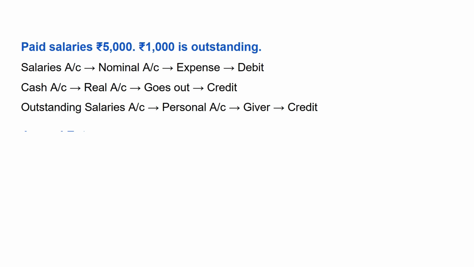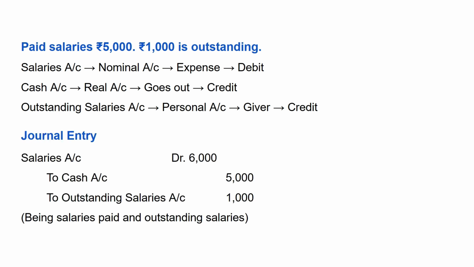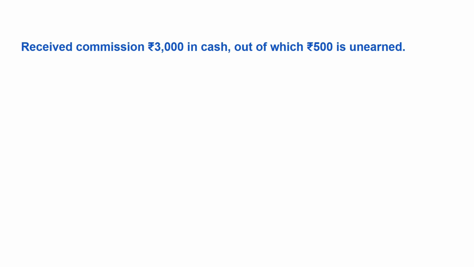So the journal entry is salary account debit 6,000 rupees to cash account 5,000 rupees to outstanding salaries account 1,000 rupees. And the narration is being salaries paid and outstanding salary. Salaries are an expense, so debit salaries. Cash is credited. Next, received commission 3,000 rupees in cash, out of which 500 is unearned.